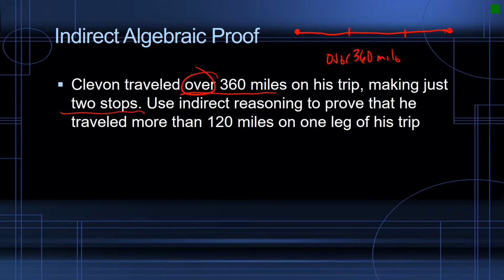Okay, so we got 3 segments of this trip. We'll call that X, we'll call that Y, we'll call that Z. Using indirect reasoning, prove that he traveled more than 120 miles on one leg of his trip. Well, if he went 360 miles and there's 3 segments, that's 120 each. And so if he went over 360 miles, then that means at least one of these, if not more than one, has to be greater than 120 miles. Okay, common sense would tell us that.